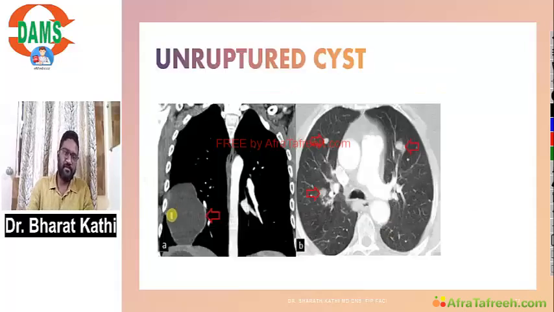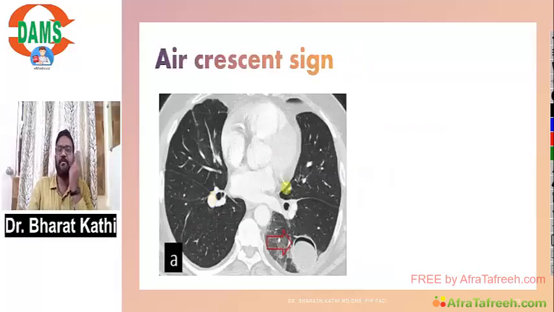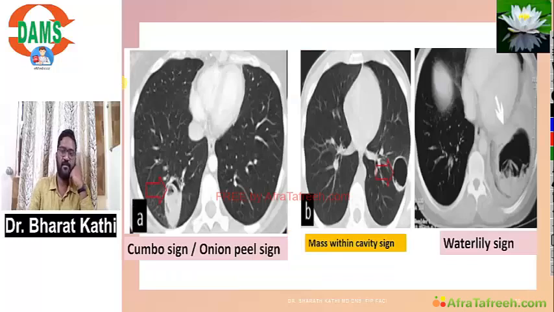So an unruptured cyst will be intact like this. It can also be a solitary pulmonary nodule if its size is small. But if it ruptures, you can see an air crescent sign. CT scan will be more helpful, so I am showing the CT scan signs. Or it can have the Cumbo sign or onion peel sign.